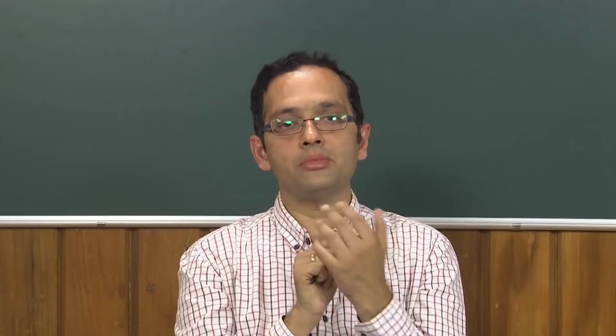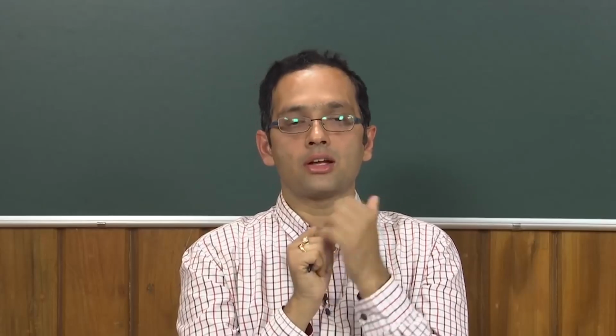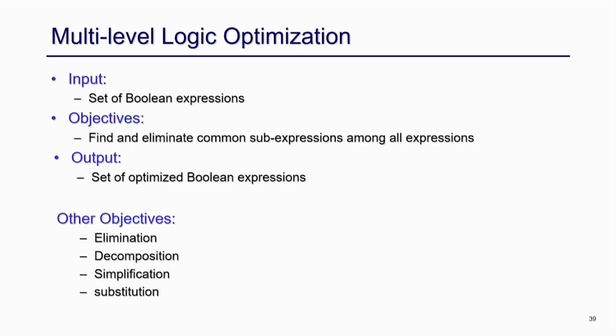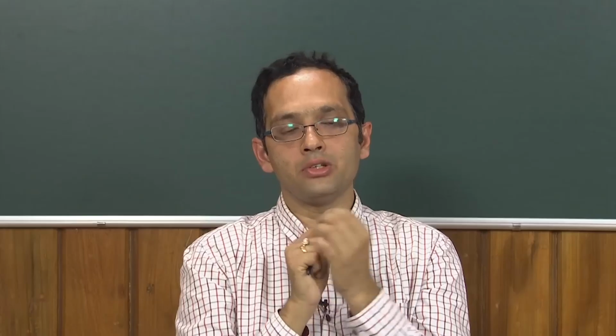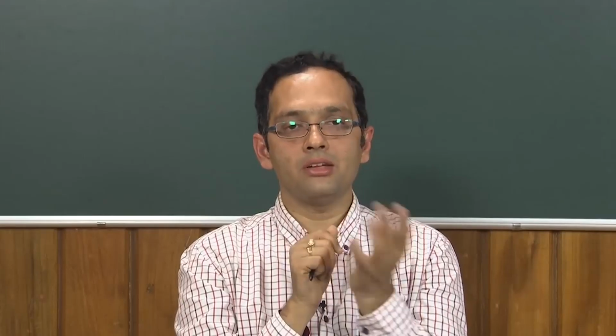And one of the most common approaches is to eliminate common subexpressions, because a common subexpression is a sub part of the circuit which is reused in both components of the function, right. If we find those common subexpressions and reuse them, it will reduce the overall size, right. We can have other optimization objectives like elimination, decomposition, simplification and substitution.